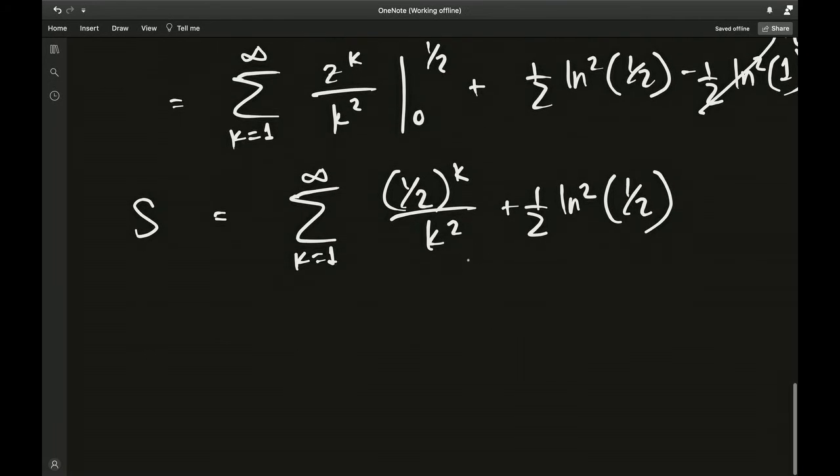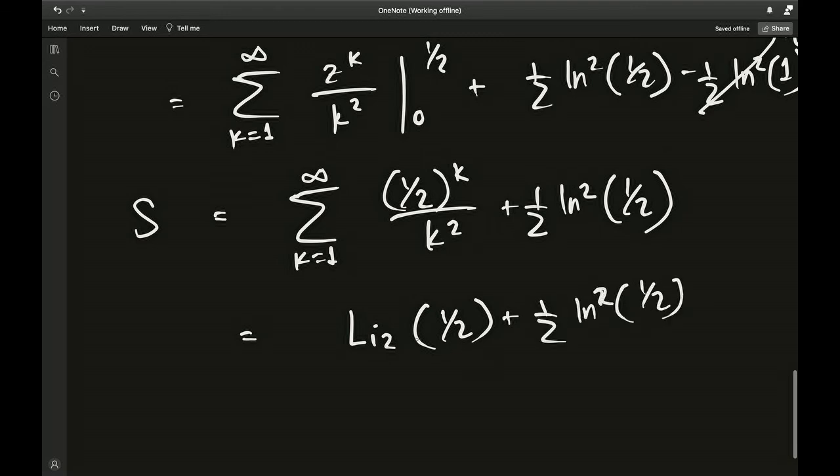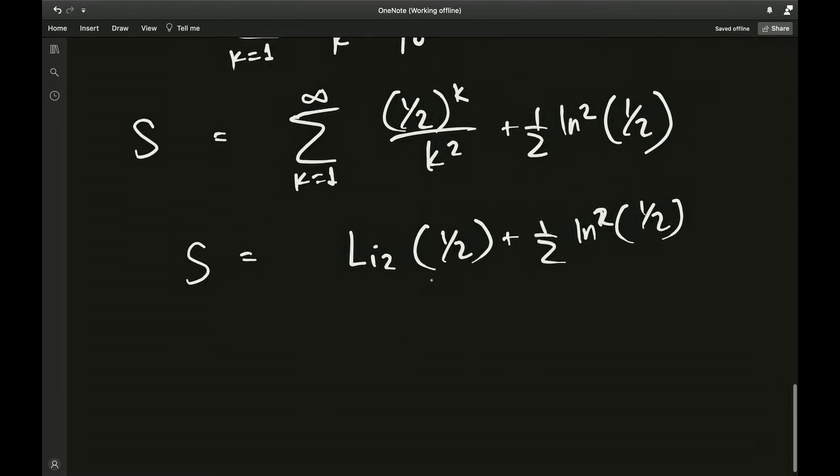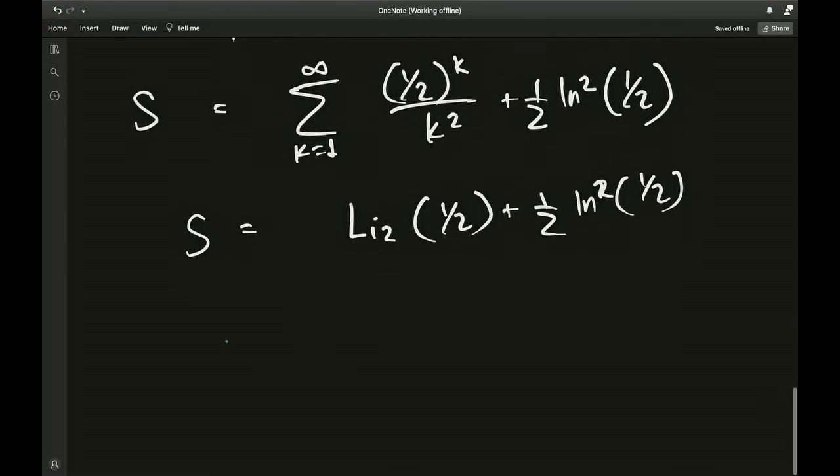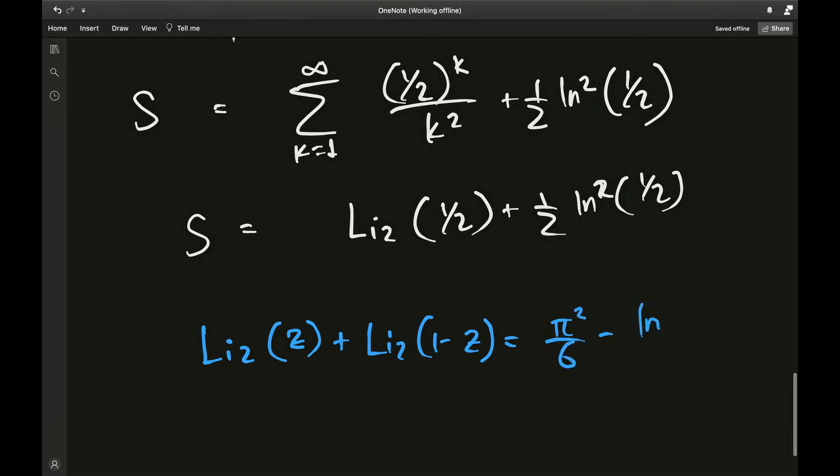Okay, now notice this is a special function, it's the dilogarithm of 1 half plus half natural log squared of half, and the great thing is we can actually evaluate this dilogarithm of half. For the purpose of evaluation we can just use the reflection formula for dilogarithms that I've actually proved. So the dilogarithm of z added with the dilogarithm of 1 minus z is equal to pi squared over 6 minus natural log of z times natural log of 1 minus z.